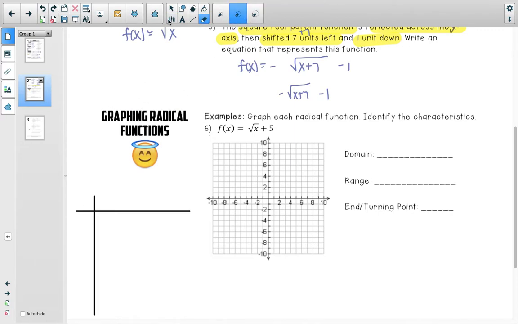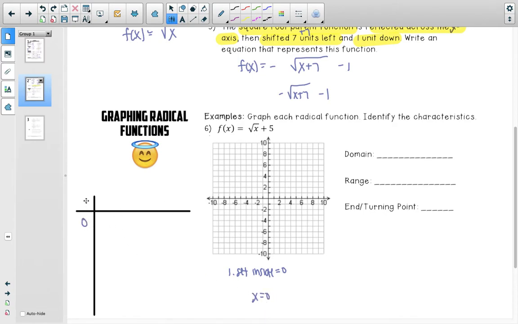Okay, so step number 1, set inside equal to 0. So we're going to do that right here, right now. The inside of this radical is x. So we're going to set x equal to 0. So x equals 0, so that's our starting point.